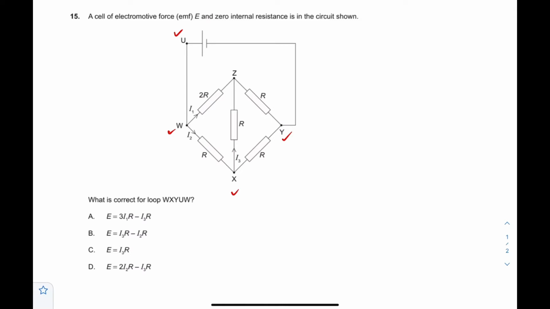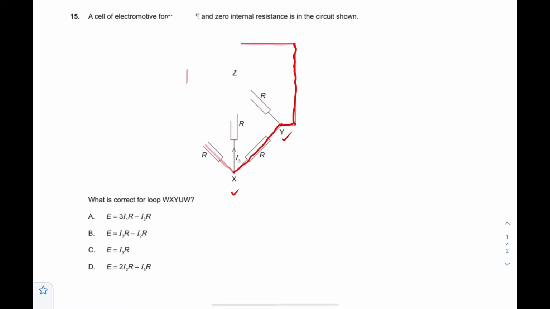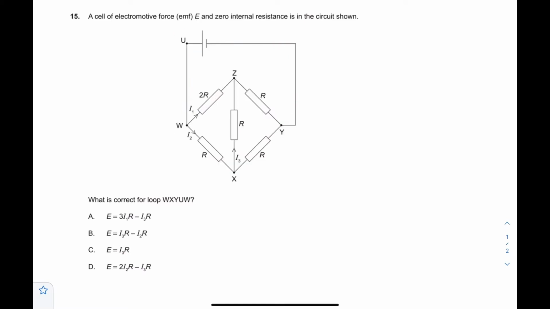So that means we have to see what is correct for the loop, this loop actually. In this loop, which equation is valid among the four options? This is a classic example of Kirchhoff's law, so you have to apply Kirchhoff's law in this loop. First of all, let me just draw the loop. That will be easier for you. Whenever you are given a loop, you have to draw it first.